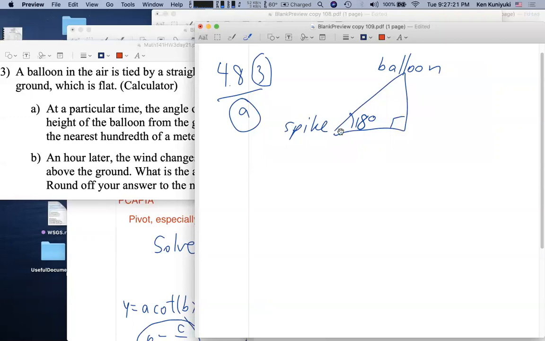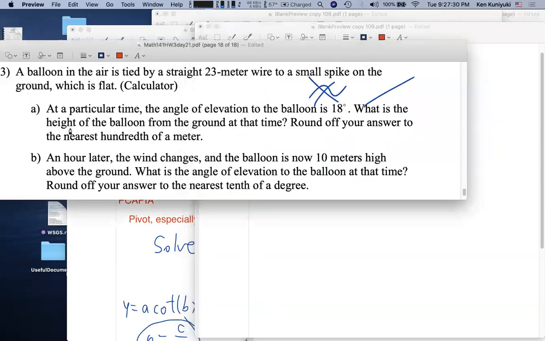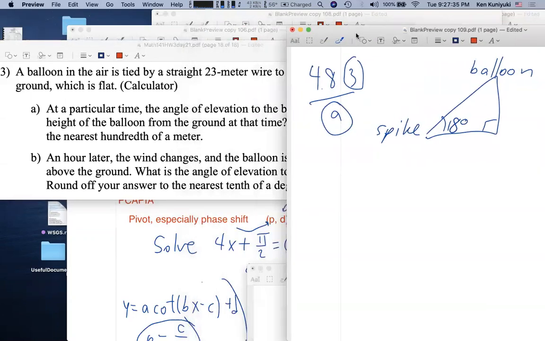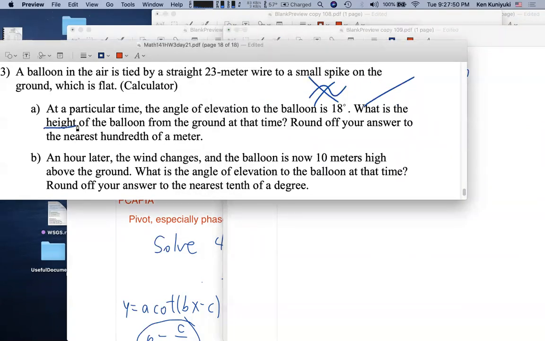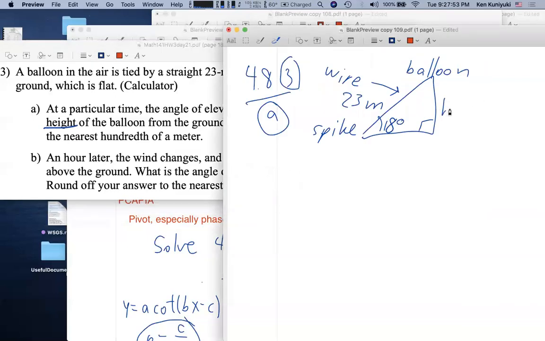Actually, it's flatter than that, but don't worry. I'm not going to get a protractor. I'm not going to measure angles, right? 18 degrees. What is the height of the balloon from the ground at that time? Now remember, the 23 meters is the length of the wire. This is the actual wire. So this here is the 23 meters, and that surprises people. That's what gets people. The 23 meters is here, not here. We want to find the height. That's X or H here.